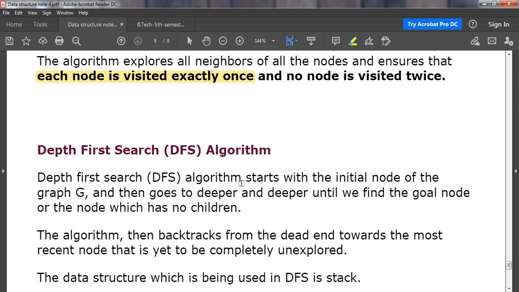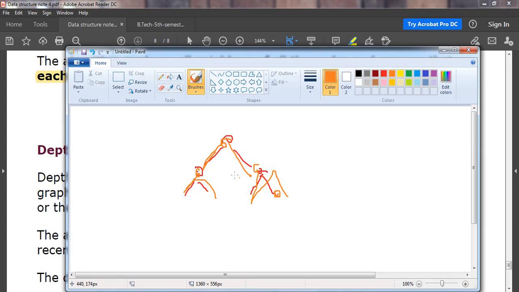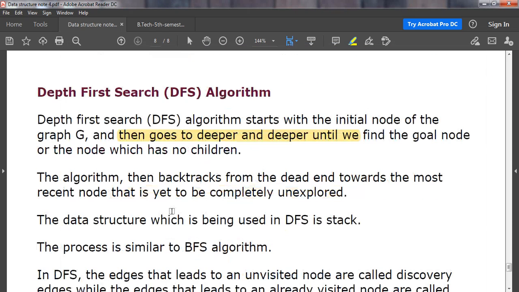In the depth first algorithm, it starts with the initial node of the graph and then goes deeper and deeper until we find the goal that we are looking for, or it has no children. So it will start from one of the nodes and keep on moving down till the last point where there are no other children. The algorithm then moves back from the dead end towards the most recent nodes that are yet to be completed.